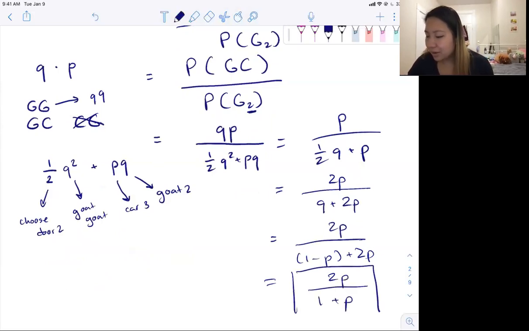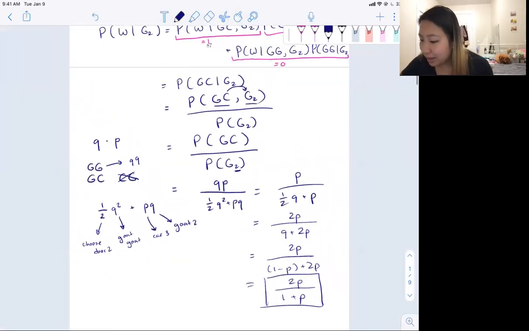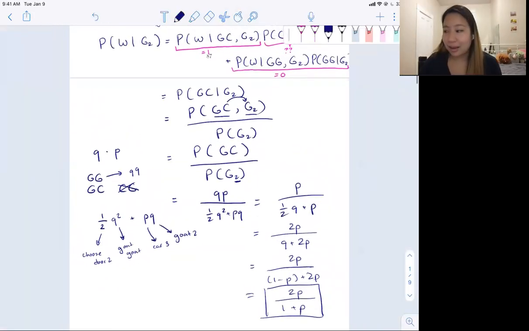So this is going to be our final probability that we win, given the information that Monty will open the goat 2 door. Yeah, so that's it for problem 1 on the 2017 final. Hopefully this was helpful, and I'll catch you guys for problem 2.